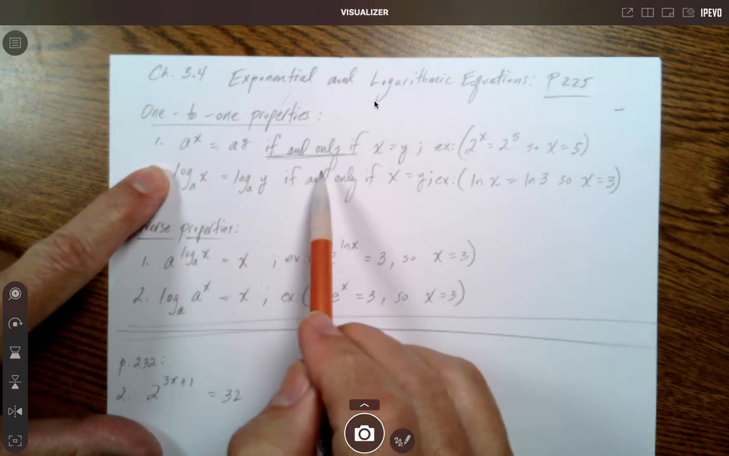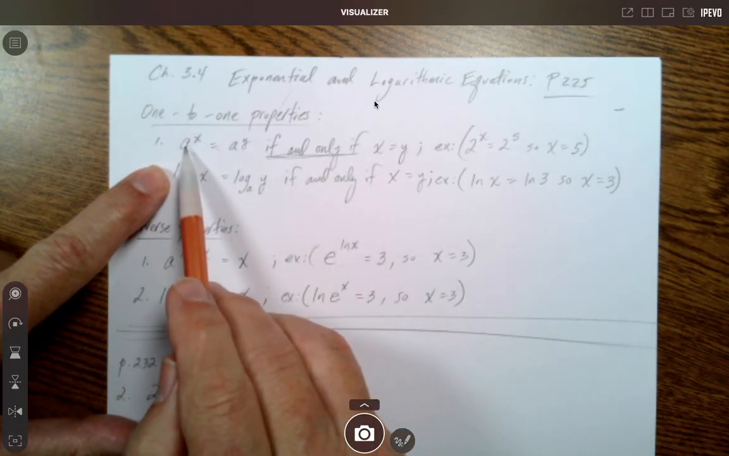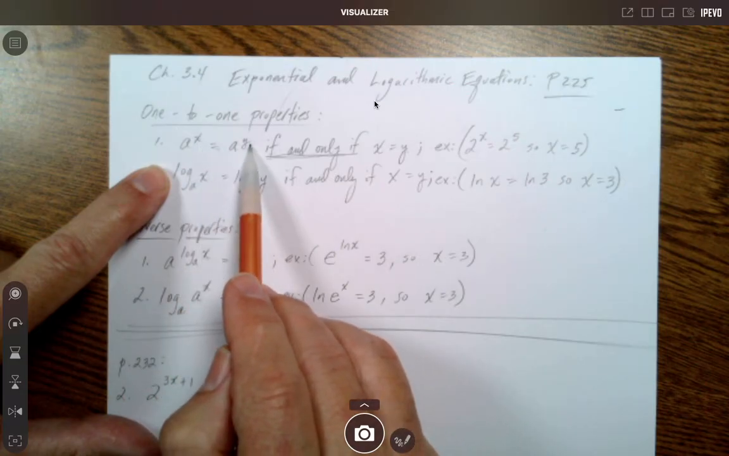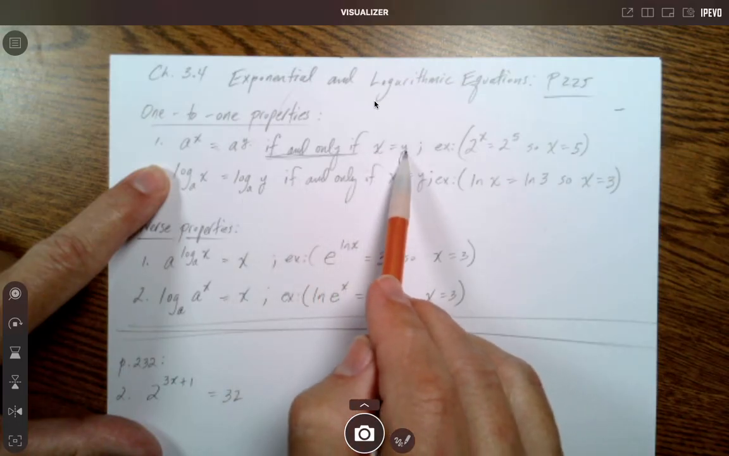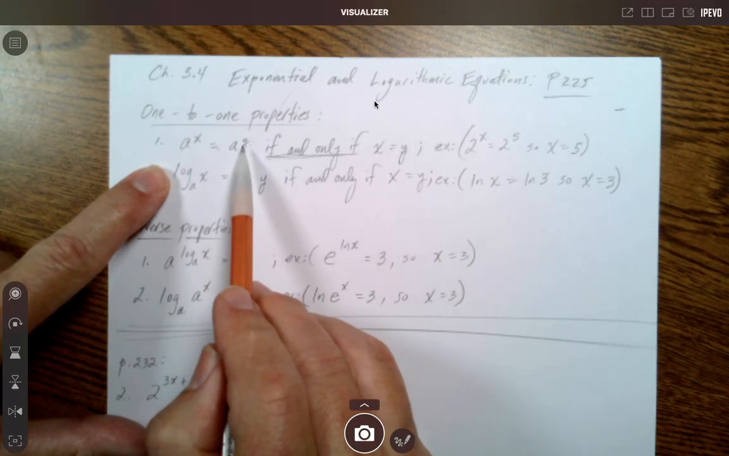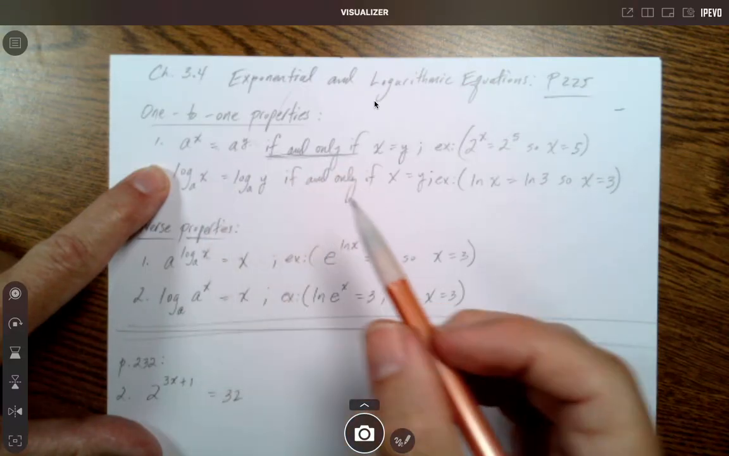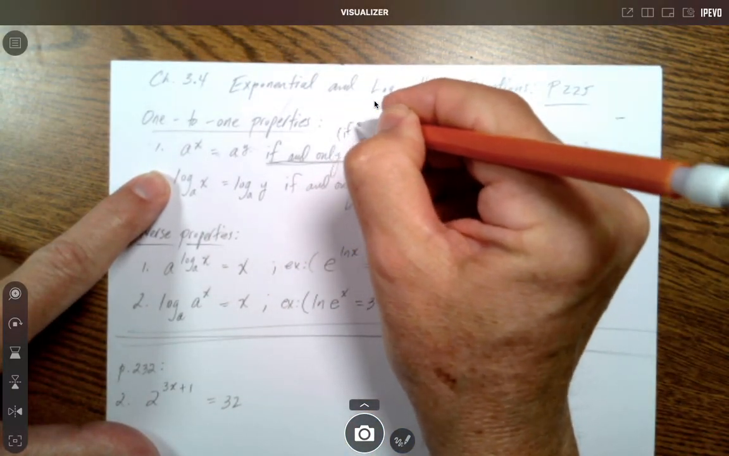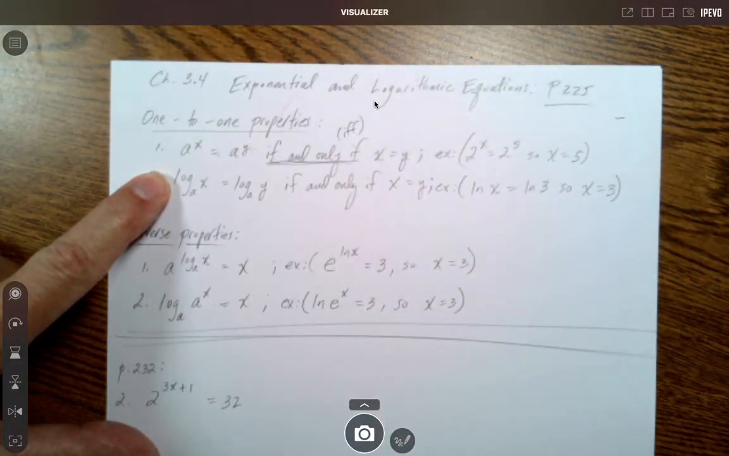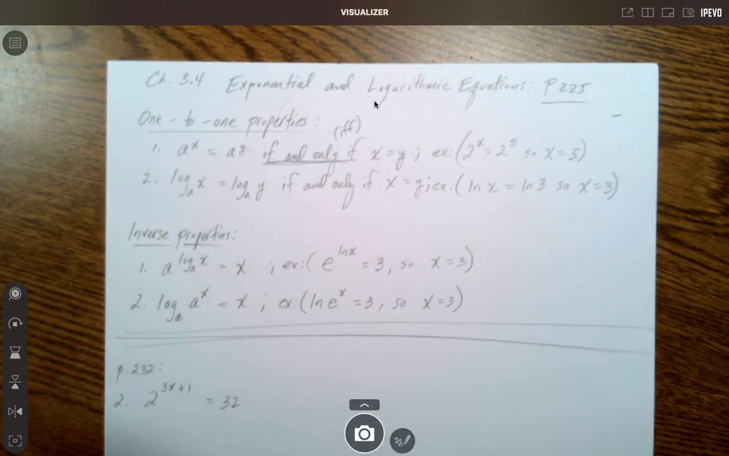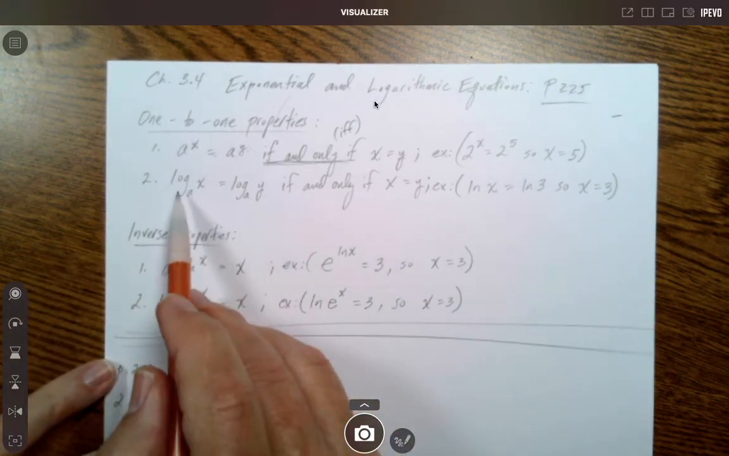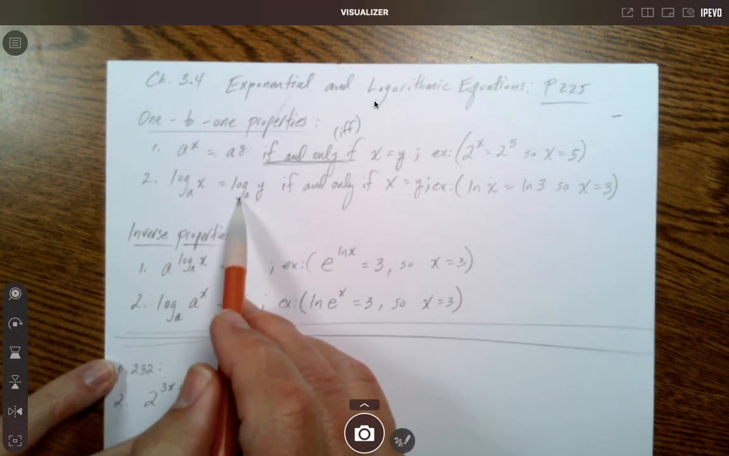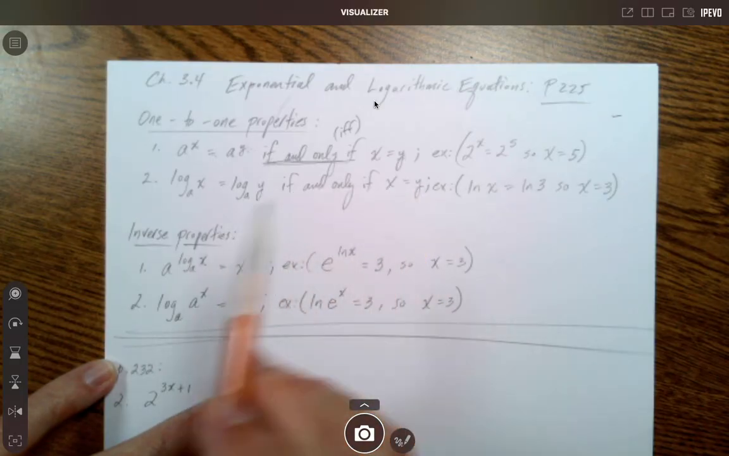So that's what if and only if means. You could go either direction. Let me say it again. If a to the x equals a to the y, then x equals y. Or I could say if x equals y, then a to the x equals a to the y. So that's what that if and only if means. Sometimes you see that shortened to IFF. So if you ever see IFF, they're talking about an if and only if statement. Okay, and that's true for this as well. So log base a of x equals log base a of y if and only if x equals y.